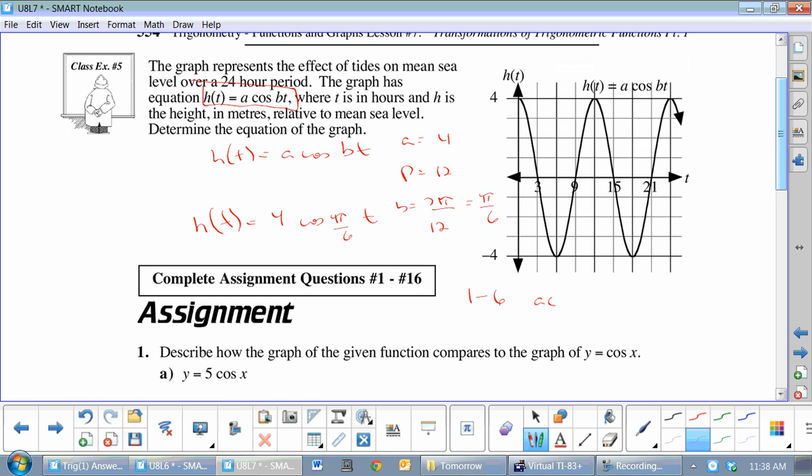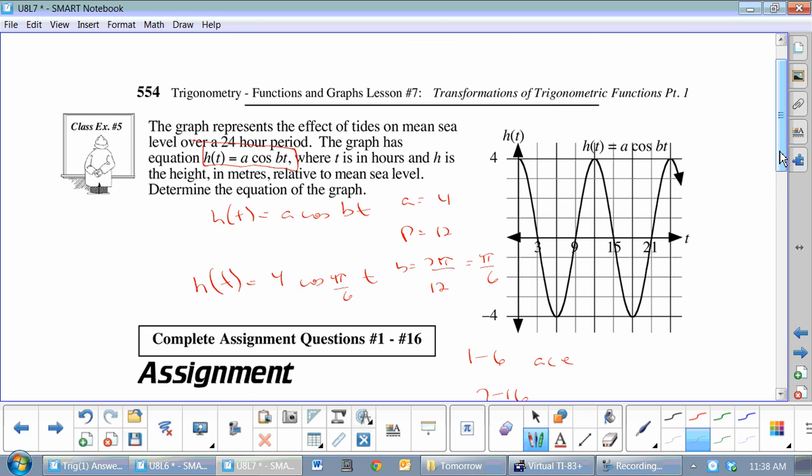One to 6 ACE and 7 to 16. Question. The 2 pi, it's always going to be either 360 or 2 pi over B. You know it's 360 by just the graph? It'll always be 360. The reason why I did this one in radians was, I don't know, I guess I could have done them over both.